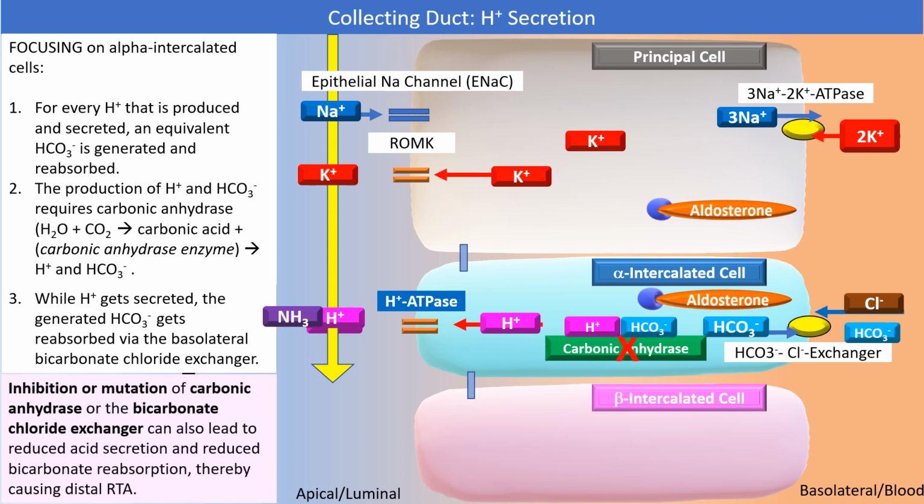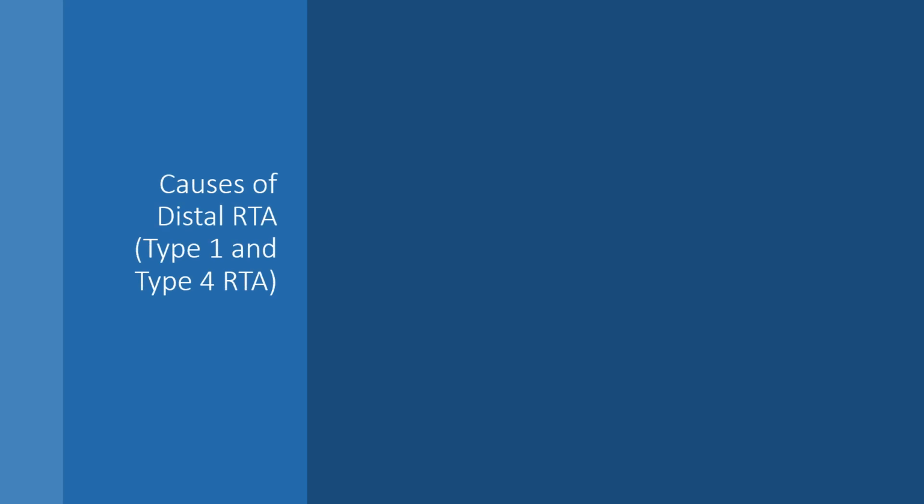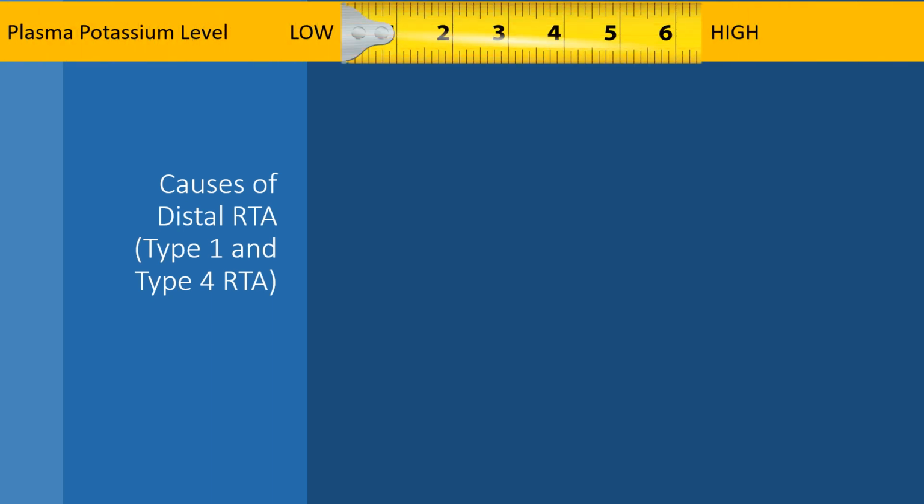Inhibition or mutation of carbonic anhydrase or the bicarbonate chloride exchanger can lead to reduced acid production for secretion and reduced bicarbonate reabsorption and cause distal RTA. What can cause distal RTA? Unlike proximal RTA, where all patients present with hypokalemia, patients with distal RTA may present with hypo, normal, or hyperkalemia, depending on the underlying etiology.